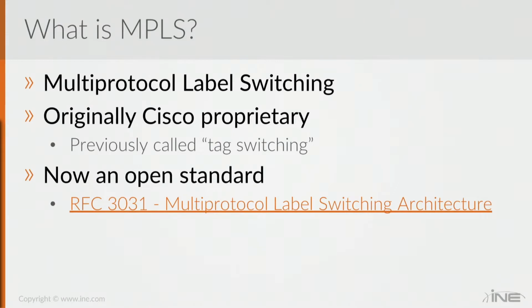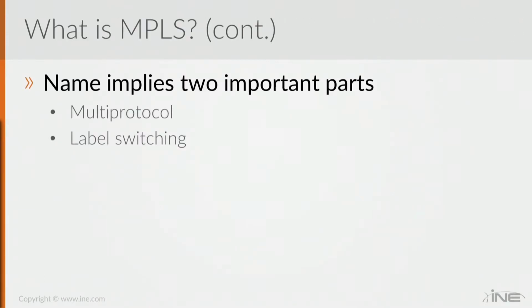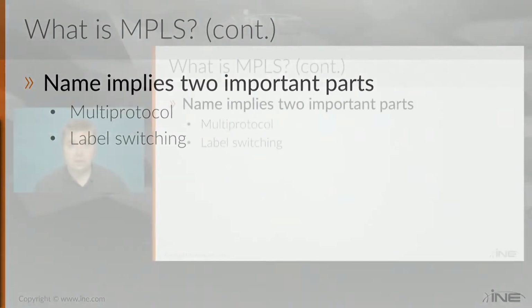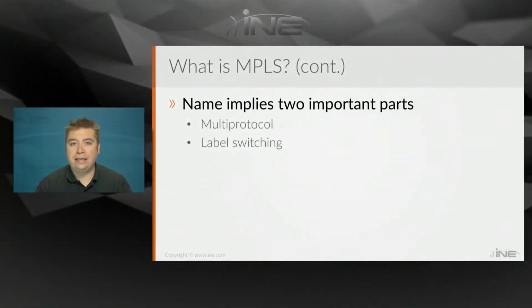But the first core one is going to be 3031, which just talks about the overall switching architecture. Now, the name itself, multi-protocol label switching, implies that there are two different important portions to the overall feature. First is multi-protocol, which means that it is agnostic as to what type of protocol is going inside of it, and likewise what protocol it is going over.